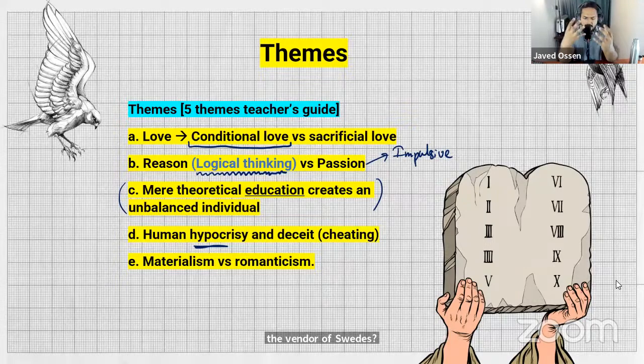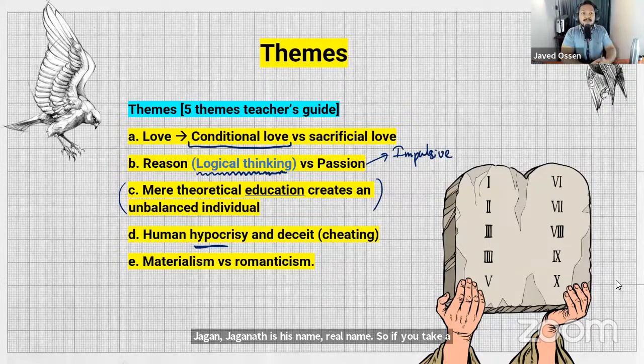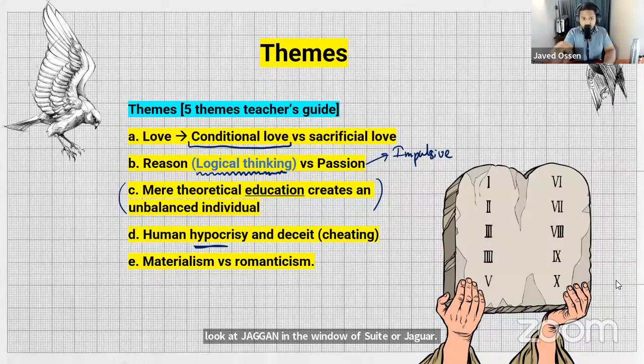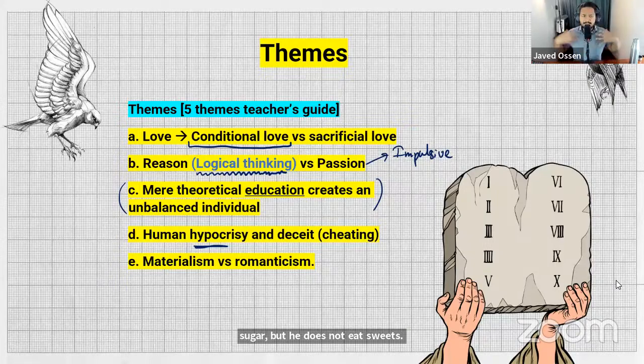So if you take a look at Jagan in the vendor of sweets, or Jagannath, he is a hypocrite because he sells sweets. He sells sugar, but he does not eat sweets. So he's a hypocrite. He goes against his own philosophies. Imagine that there is a religious person, okay? There's a religious person, but when that person is alone, he does unholy things. A person who appears to be religious, but does unholy things.